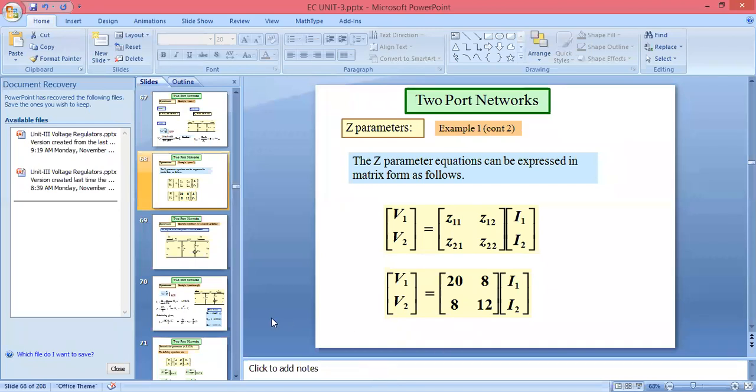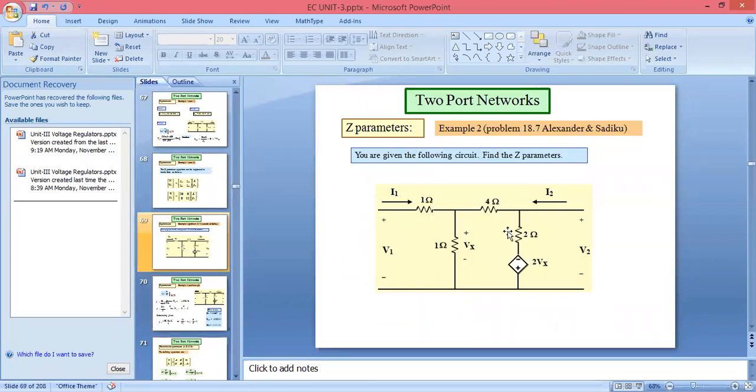If we are having another example, I have given here one more example. You can see here example 2 in which we are having one voltage. We are supposed to find the value of Z11, Z12, Z21, Z22. You are having that circuit and you are supposed to find the Z parameters. You can find them by using the matrix method, or you can find them by using our linear equations.